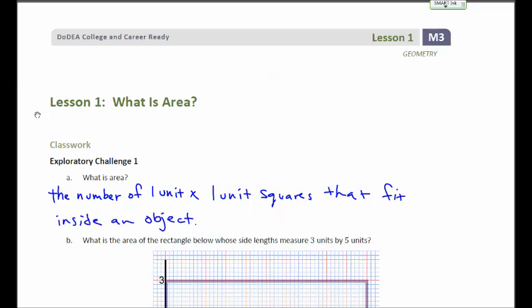Now that is a better, more precise definition, but still, let's define the word object. Would it make sense for that to be like a baseball, a three-dimensional object? Well, no, area is used for flat objects or two-dimensional objects. So the definition we'll stick with is the number of 1 unit by 1 unit squares that fit inside a two-dimensional object. Now let me also point out that it's okay to have part of a square. So you can have like 0.32 of a square, and that's okay. It's not just a whole number of squares.